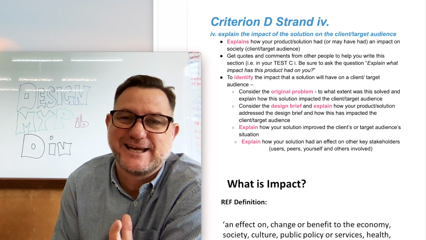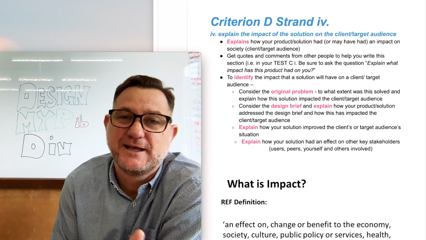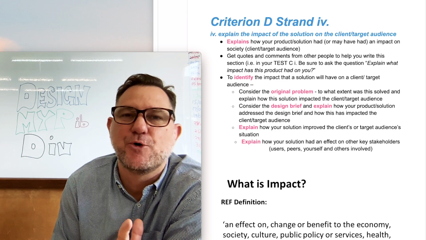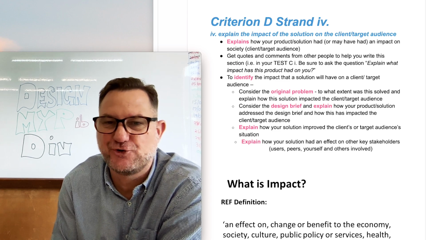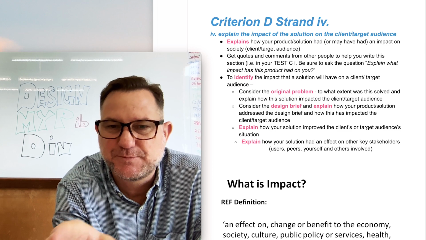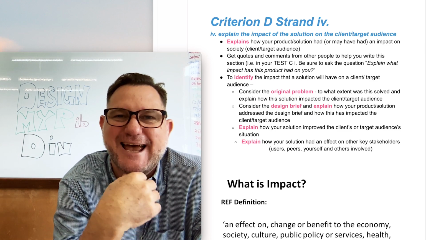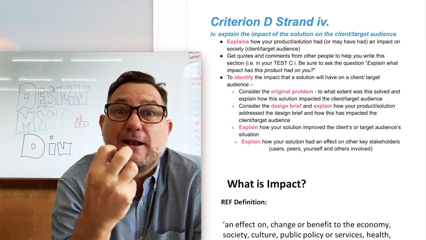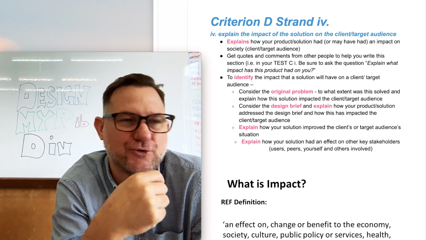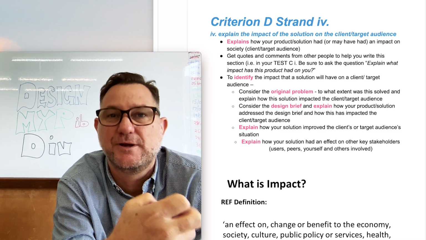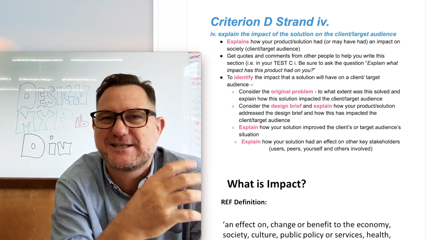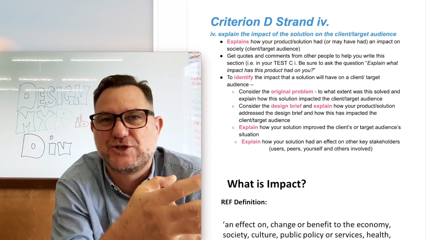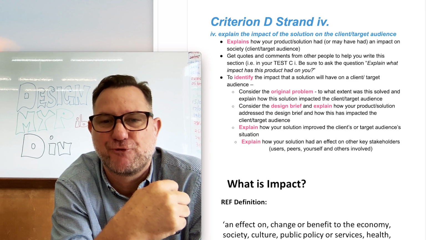So if you can enlist the help of some of your friends here, it'll be much easier, but it's also more powerful. So be sure to ask the question, explain what impact this product has had on you, and get your friends to actually give you some sentences about how their life is better because of your product, or because of your solution, my problem is now solved. That's the kind of information you're seeking from your friends.